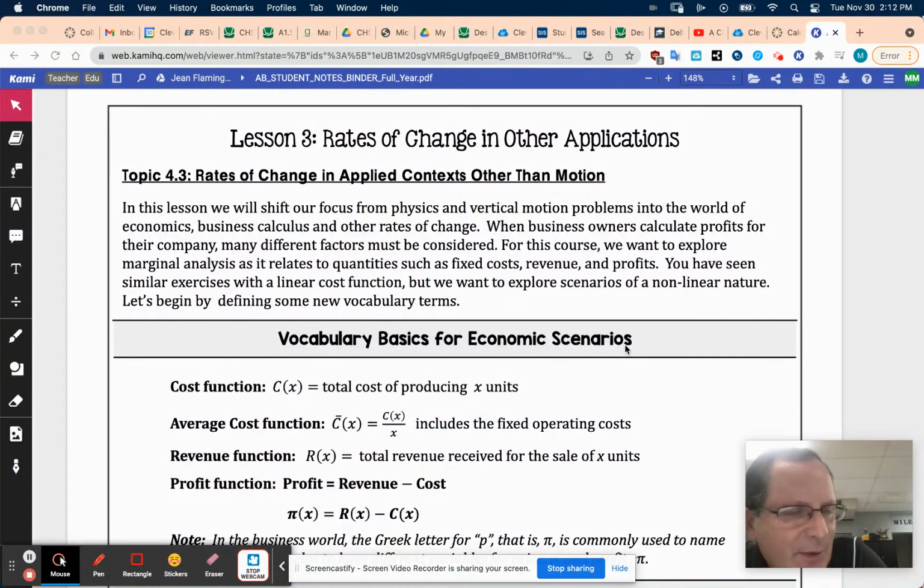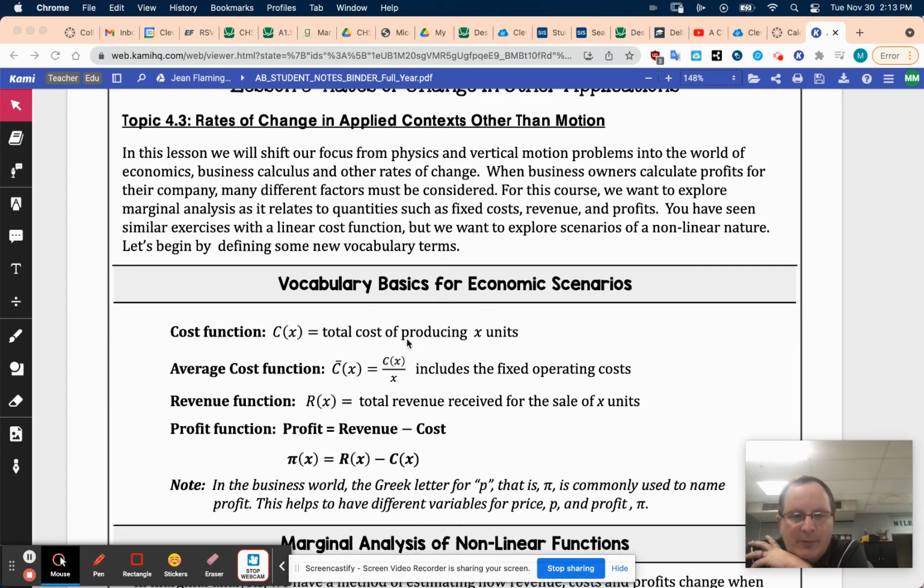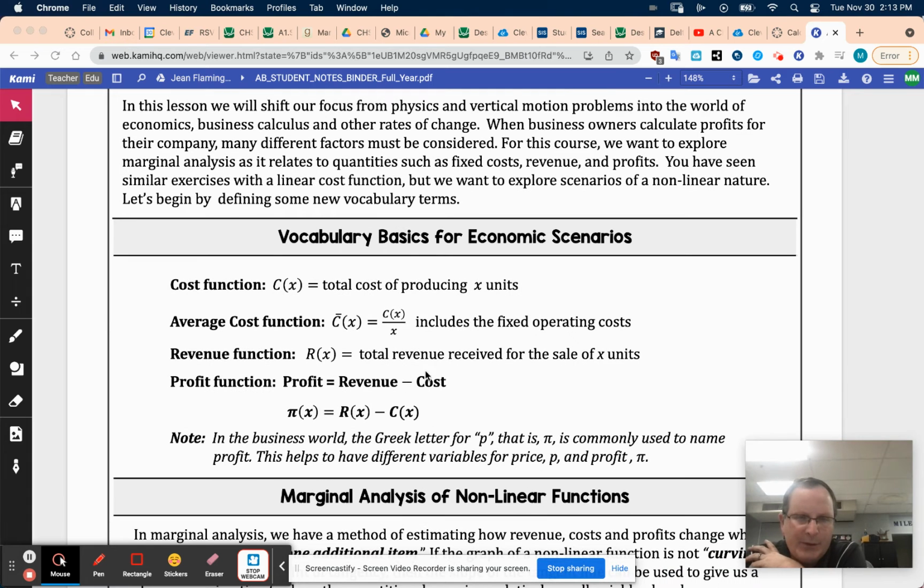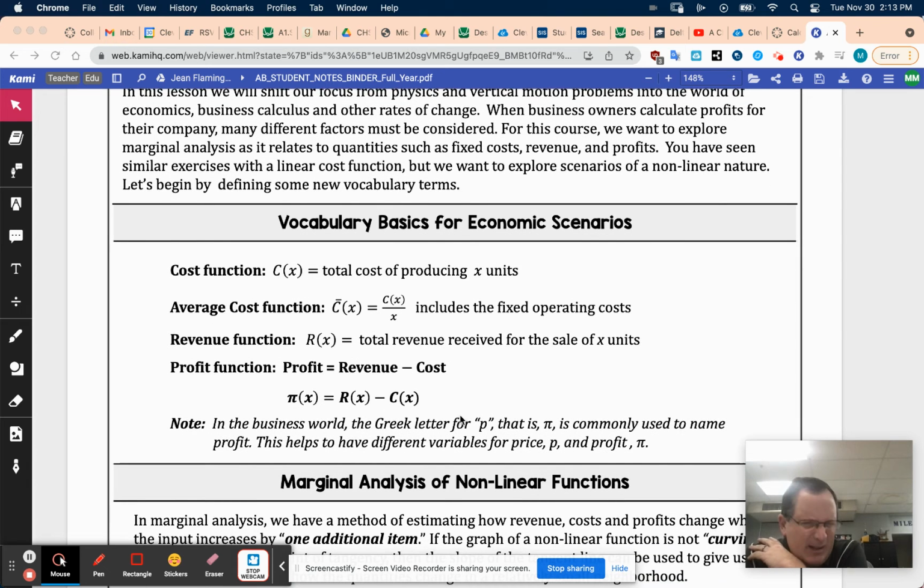Okay, so lesson 3 is applications of rates of change. And so we've got some definitions here for some business applications. We've got the cost function, average cost function. Look at the notation there. Revenue, total revenue received. Profit is going to be the revenue minus the cost. And then it talks about this little thing about pi here. First time I've seen that actually.